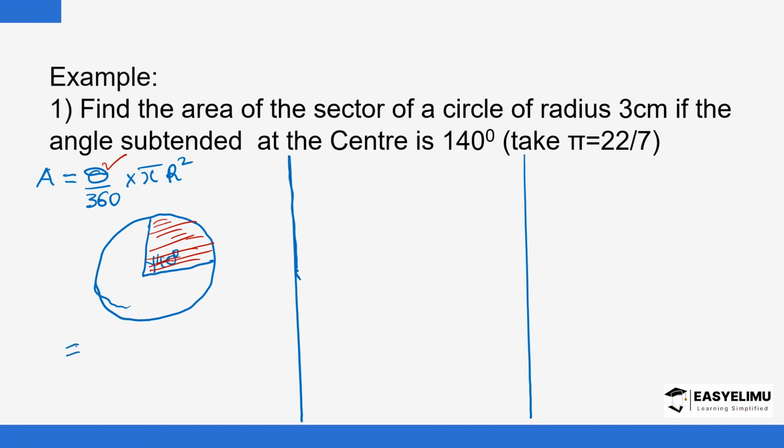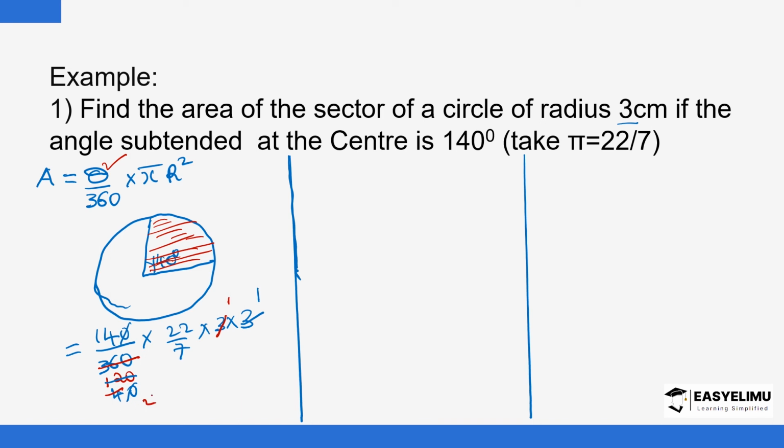So let me substitute now. So I have theta, which is 140. You divide by 360, and then you multiply by 22 over 7 times the radius, which is 3. So that is 3 by 3. So we will try and simplify. So 3 here, 1, 3 here, 1, 2, 0. Again, 3 here, 1, 3 here, 40. So this 0 cancels the other 0. And so you have 2 here, 1.